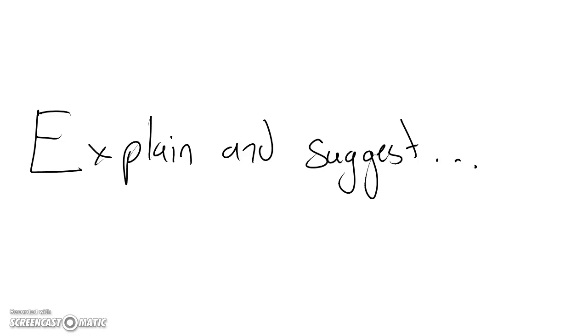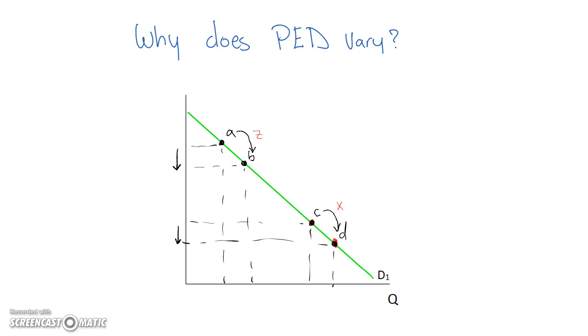So my AO2 command term question is: explain and suggest reasons why PED decreasing is followed by an increase in demand. So why does PED vary even if the values of change are the same? Well, the variation of PED is mostly due to mathematics. PED can be calculated using the equation percentage change in quantity demanded over percentage change in price.